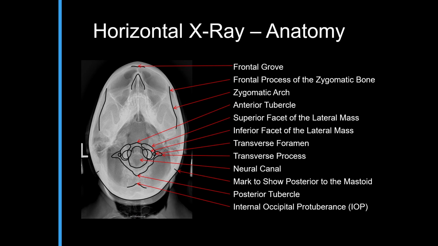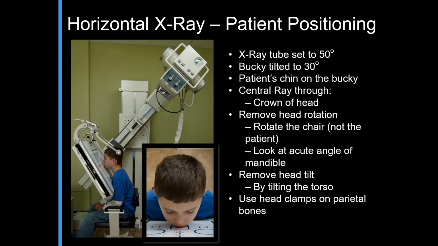This is the anatomy that we're looking at. You can pause it if you want to go through those. As far as the position is concerned, the X-ray tube is set at 50 degrees, and the bucky is tilted to 30 degrees. This will be very interesting. Again, with CBCT, we're trying to figure out the best way to view this. We're going straight perpendicular from the atlas, from the condyles, from the skull. What are we really trying to look at? We haven't really defined that one yet.